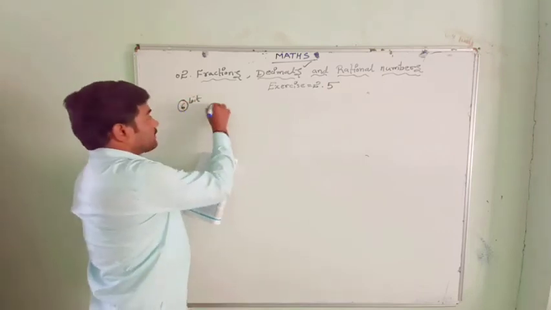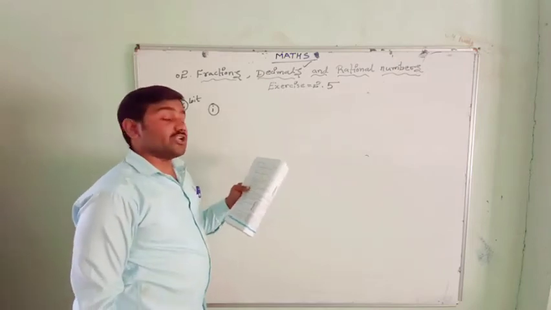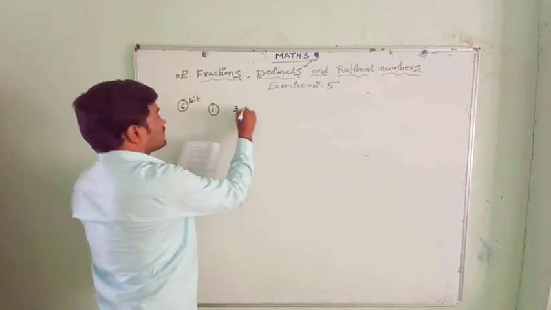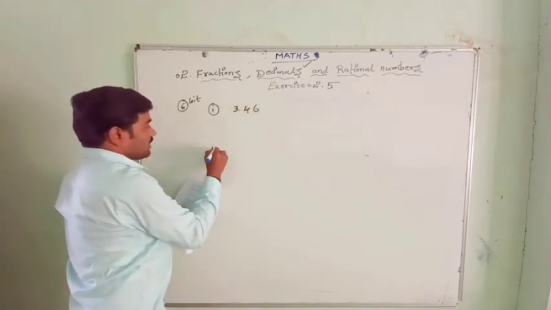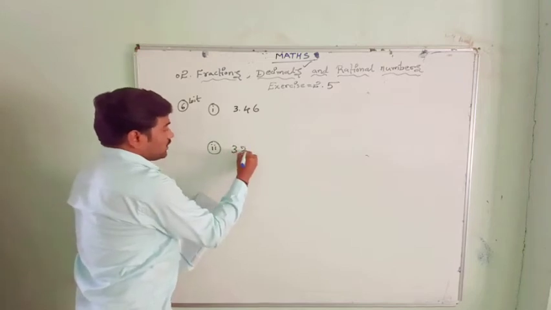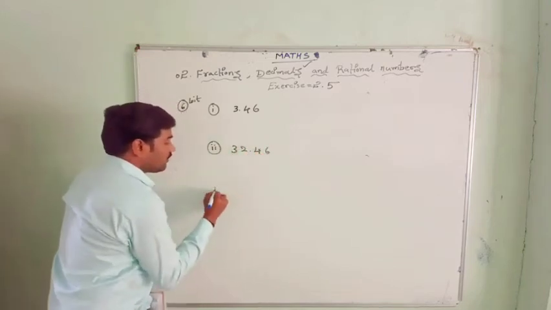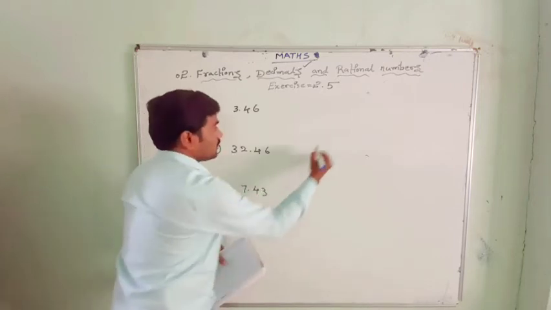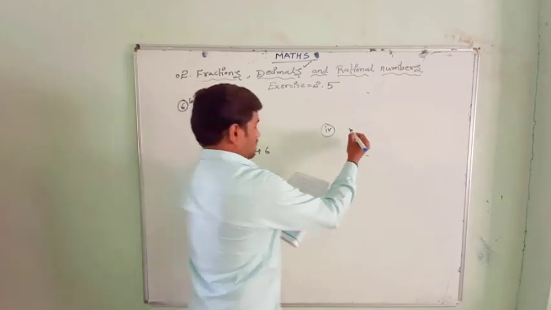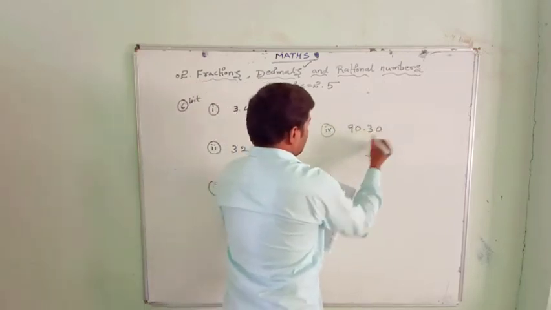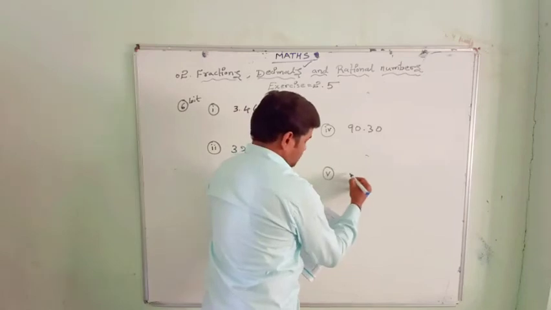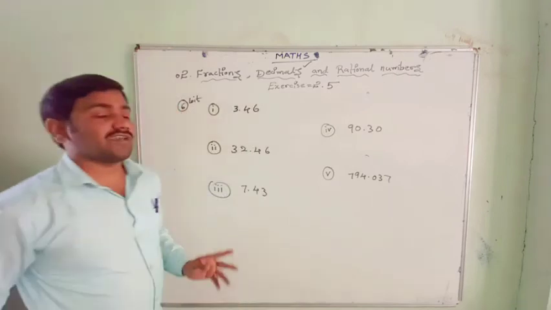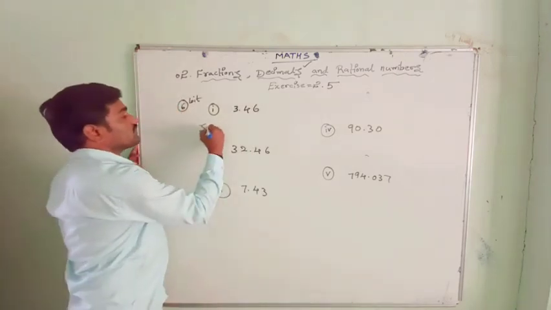Here the first question, what is the bit actually? Write the place value of 3 in the following decimal numbers. What is the place value of 3 in this? Okay, I will write all the questions here. You have to identify the place values. Place values of 3 in the following questions here. 90.30. Fifth one is 794.037. What is the place value of 3? Let us find out the place values of 3 here.